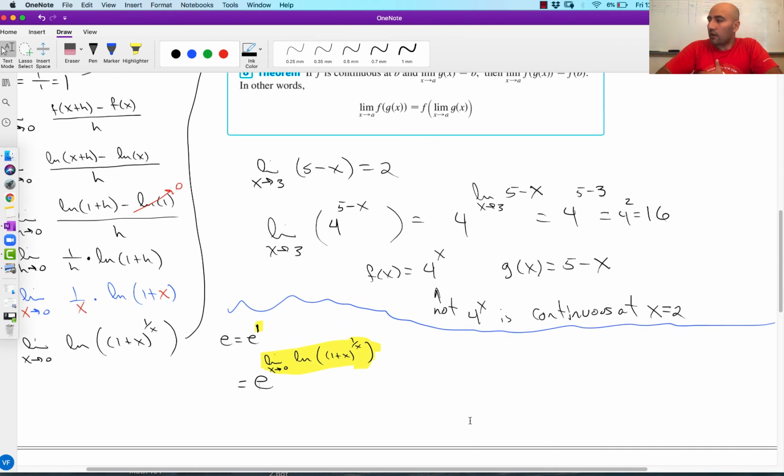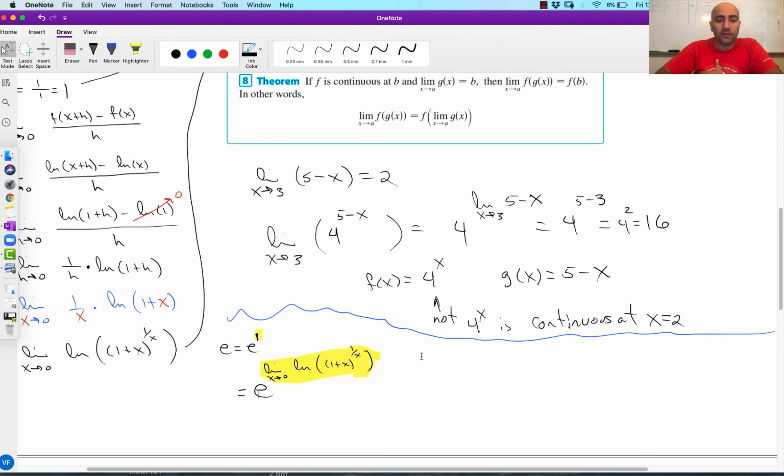Okay, and now using our properties of logs, we can see that e to the power of x is the outside function. You can think of e to the f of x as equal to e to the x power as the outside function. And then this, whatever this is, is the inside function, which we know is equal to 1. And we know that e to the x power is continuous at x equals 1. Good. So for that reason, we're allowed to do the following.